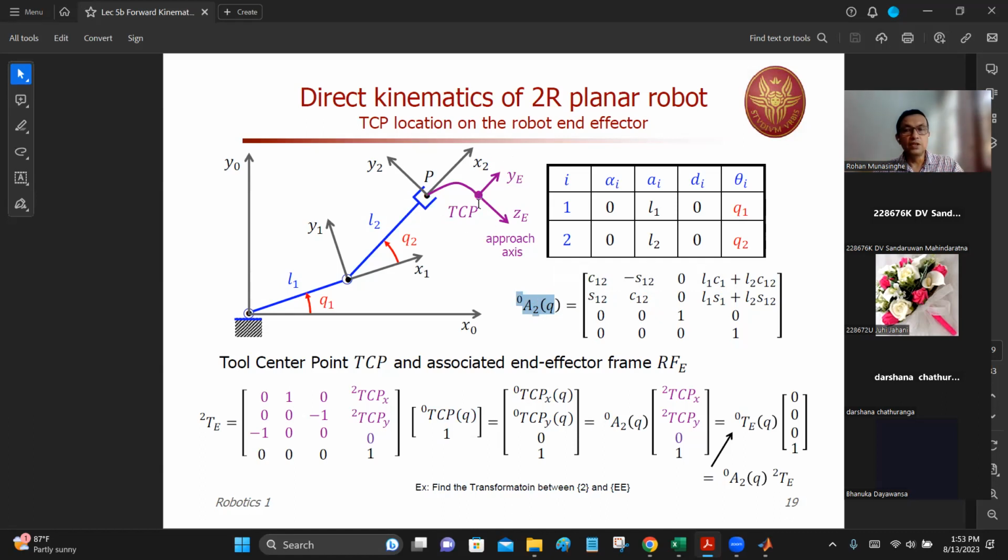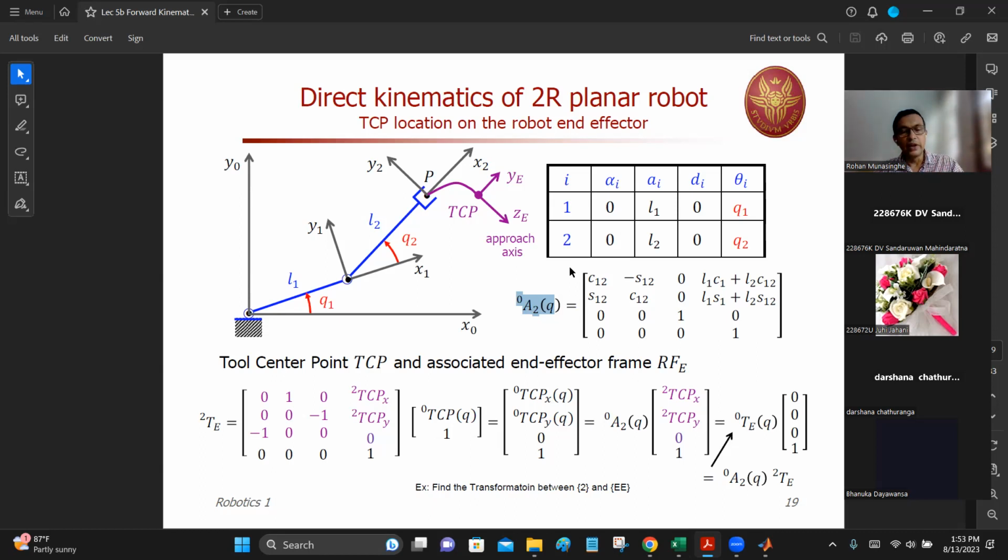Now, what do you see? From here to here, we can have another row in the DH table, like I1, 2, and 3, because anyway, it's not a joint of the manipulator, but there is a transformation from the end of the manipulator to the tool center point.